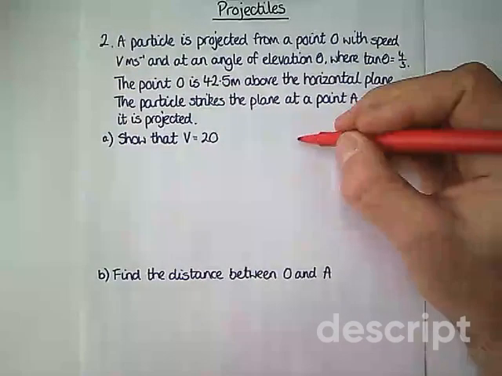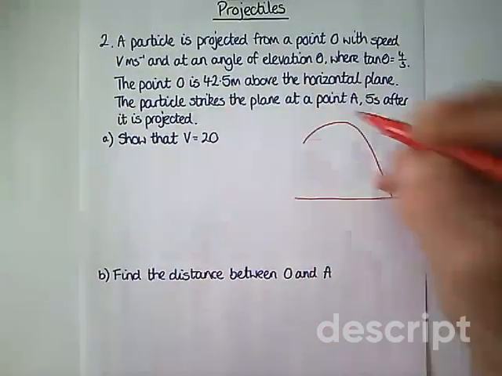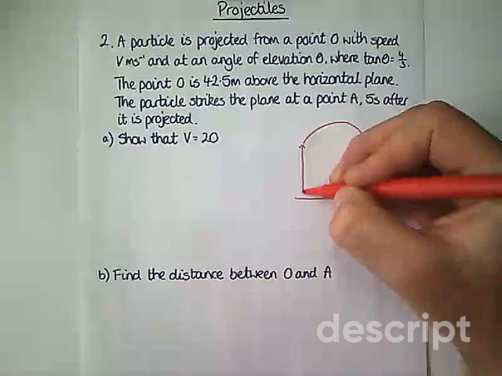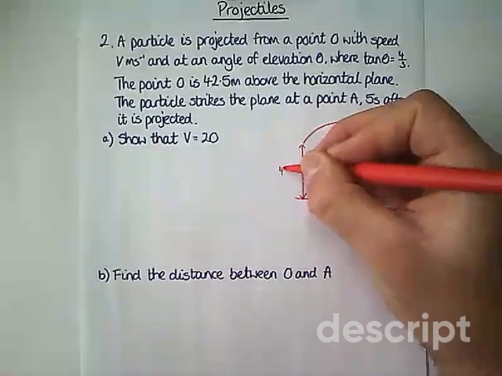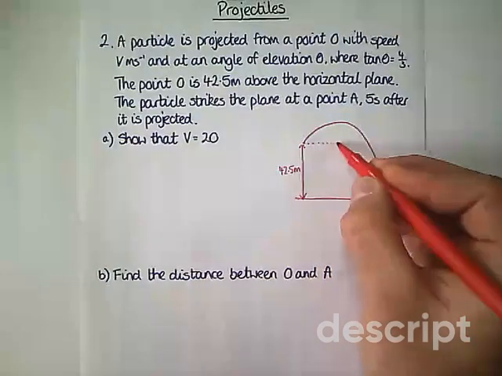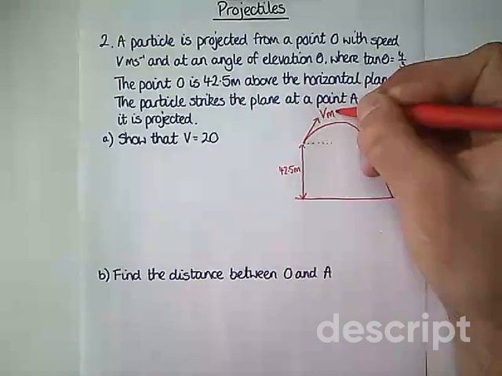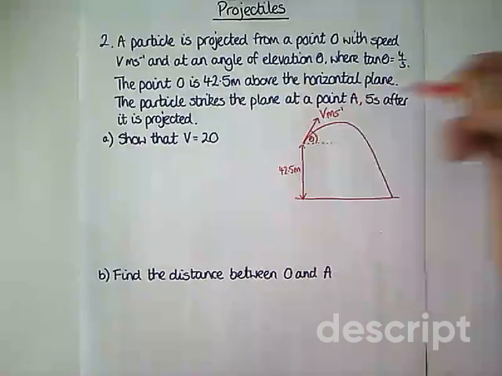So let's again draw ourselves a little diagram of what's happening. So we're starting 42.5 meters above the ground, and then let's put in a horizontal bit there. So we've got initial speed of v meters per second and our angle theta.